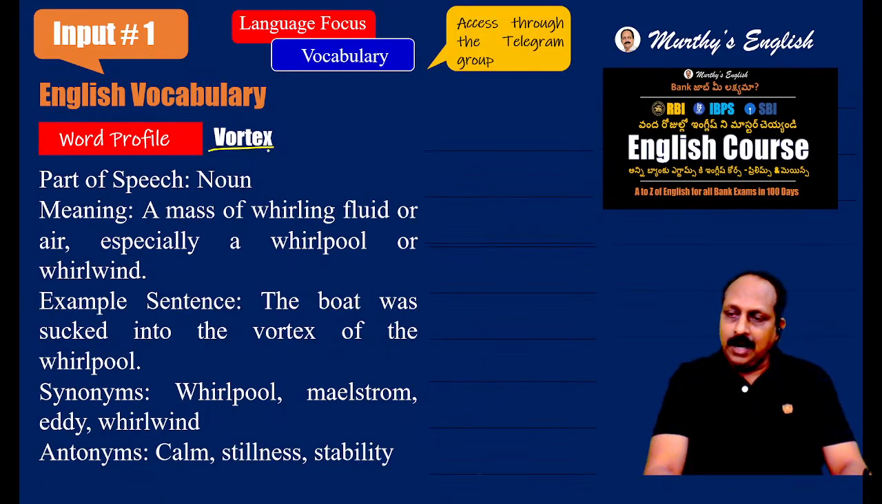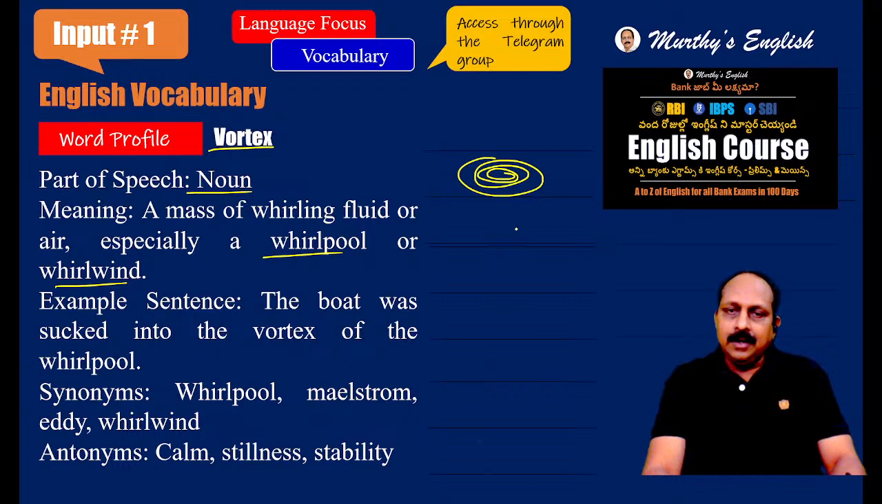Vortex, an important word I think we haven't got in the recent past. Part of speech, noun. A mass of whirling fluid or air, especially a whirlpool or whirlwind. There are two words you have to know here: whirlpool and whirlwind. Vortex is nothing but imagine something goes round and round. And if it is related to water, we say whirlpool. If it is related to wind, we say whirlwind. Then you have to recollect, based on the latter, you have to think of tornado.